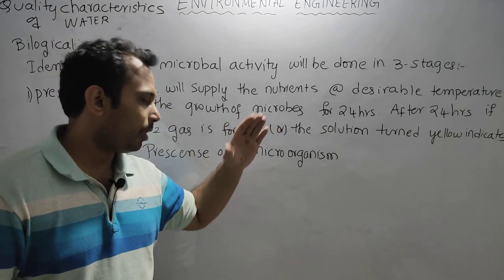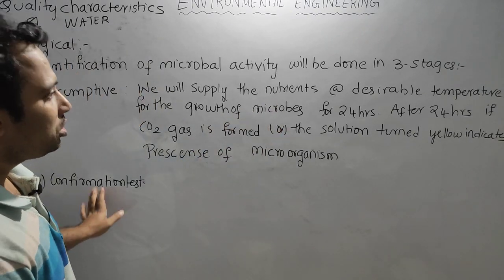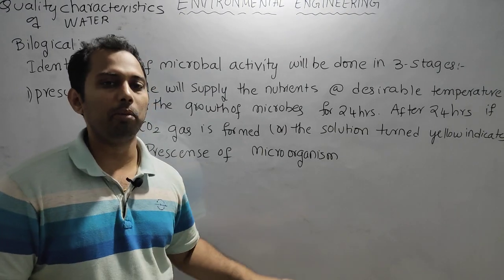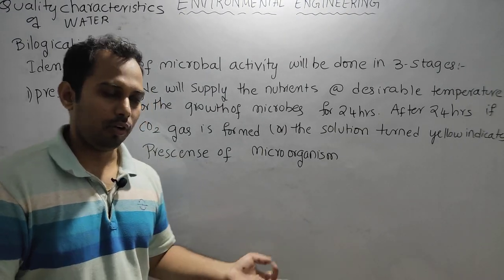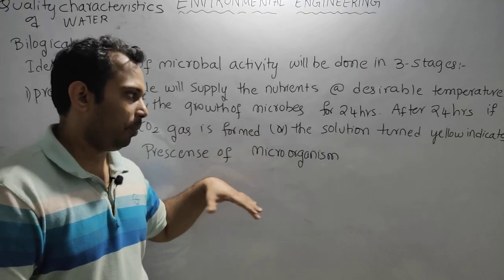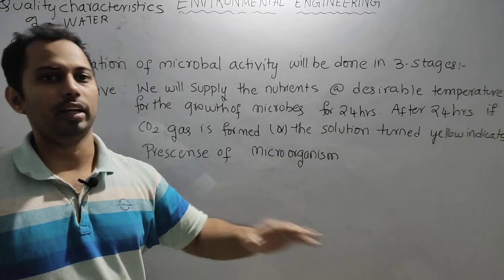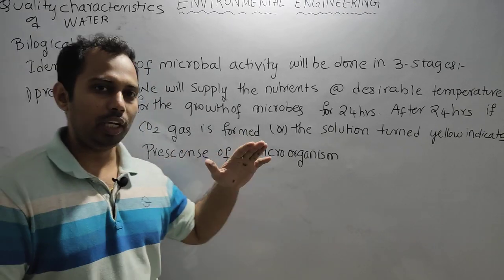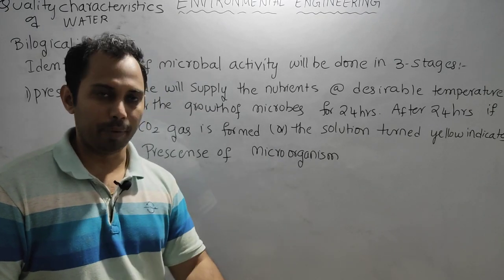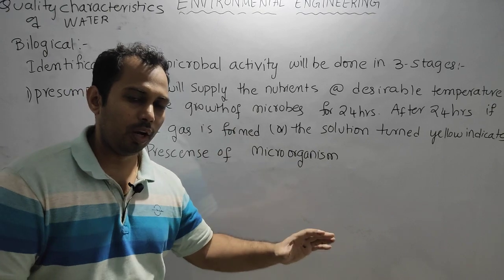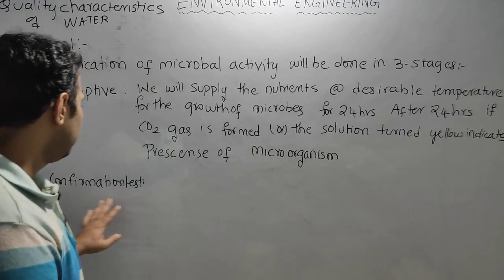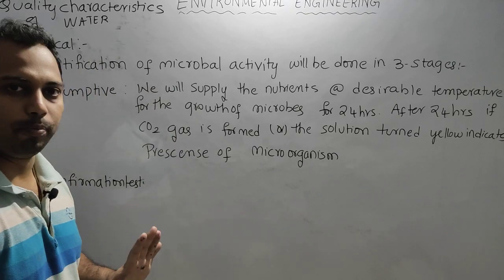So in the confirmatory test, we check whether the same CO2 is present or not, and whether yellow color is present or not, only because of E. coli. If the same thing is repeated again, that means E. coli is also present. If E. coli is present, it indicates that along with E. coli, some kind of harmful organisms are also present. That is what is nothing but the confirmatory test or confirmation test simply.